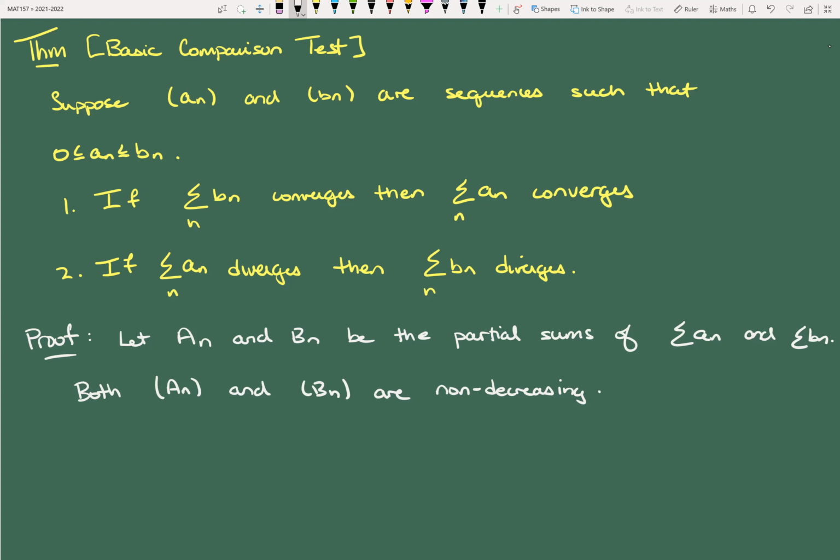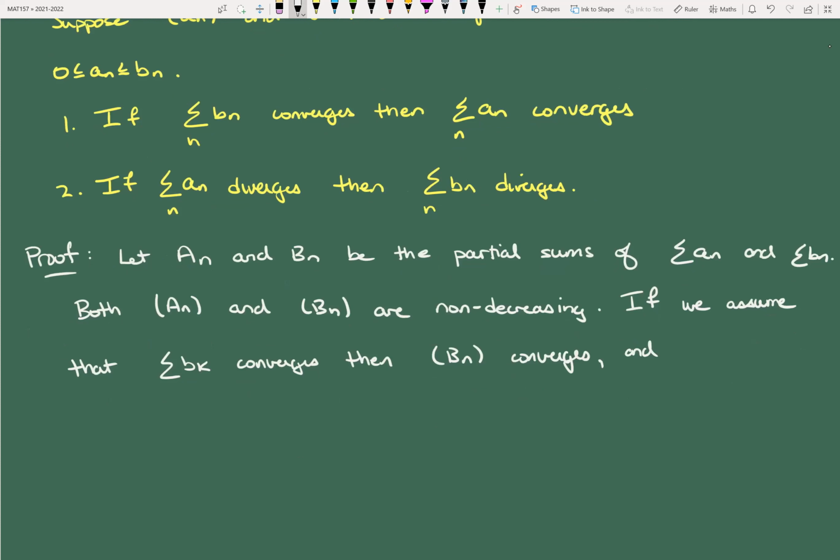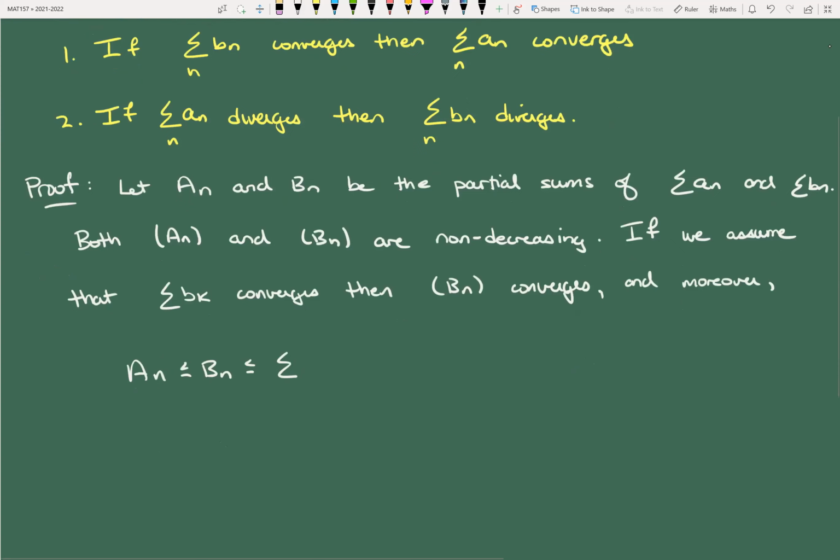Okay, so now if we assume that, well, let me call this b_k now, converges. What does that mean? That means B_n converges, right? And moreover, we're going to have A_n is less than or equal to B_n is less than or equal to the sum. Let me put the indices in for this one. See, this time I think the indices are important because B_n is the partial sum, and I really want to make it clear on the right-hand side, that's not the partial sum, that is the full sum.